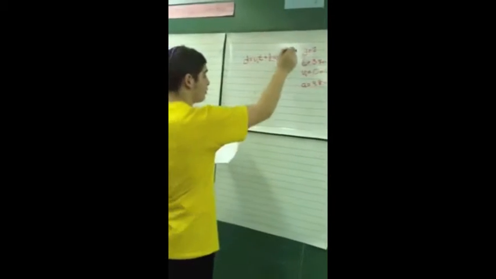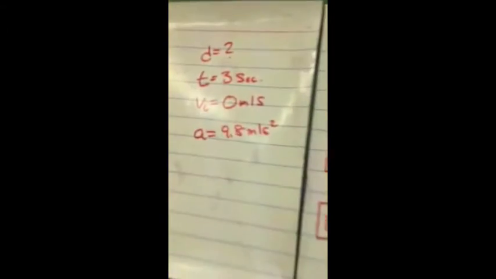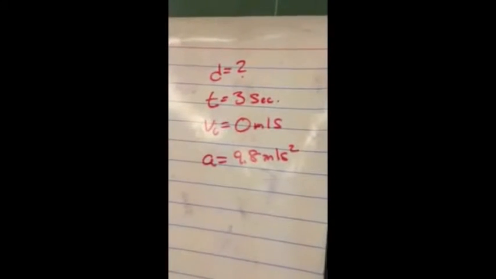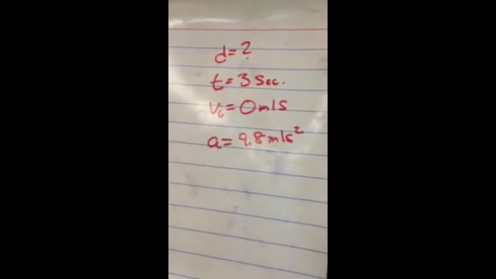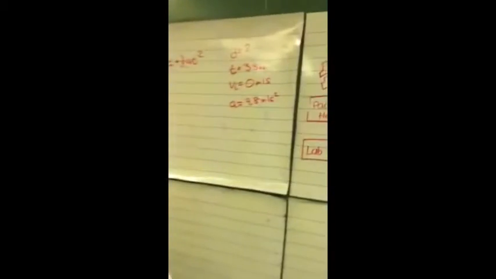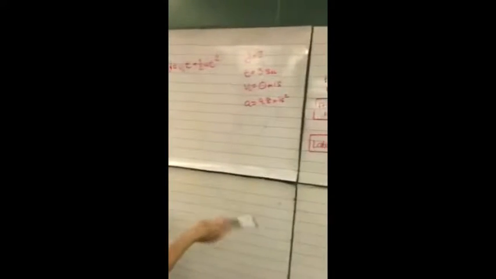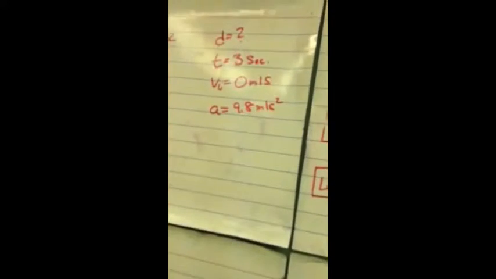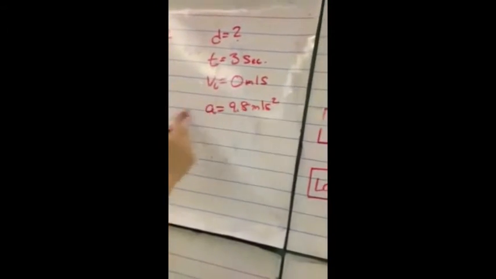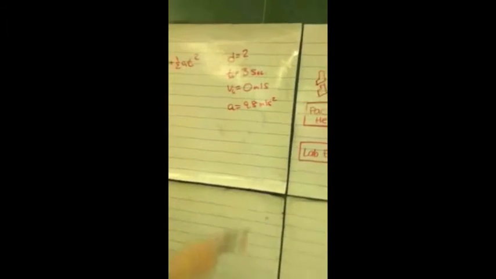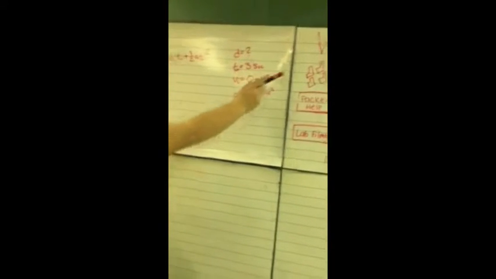Now, you don't know your distance. That's what you're trying to figure out, so it's a question mark. Your time, it tells you, fall in 3 seconds. Your initial velocity is 0, just because you start at 0. And then for your acceleration due to gravity, it is one of the things you need to remember about Earth. Earth has an acceleration due to gravity of 9.8 meters per second squared.